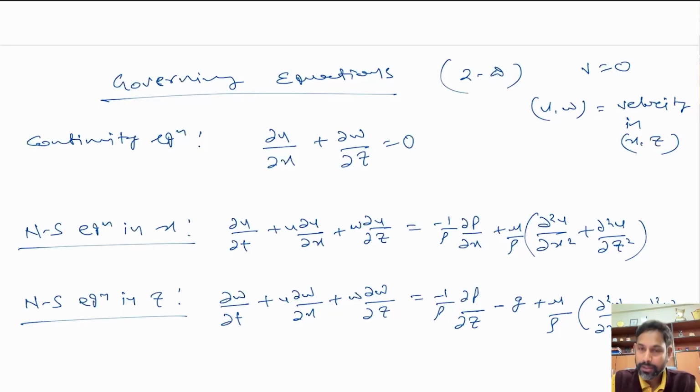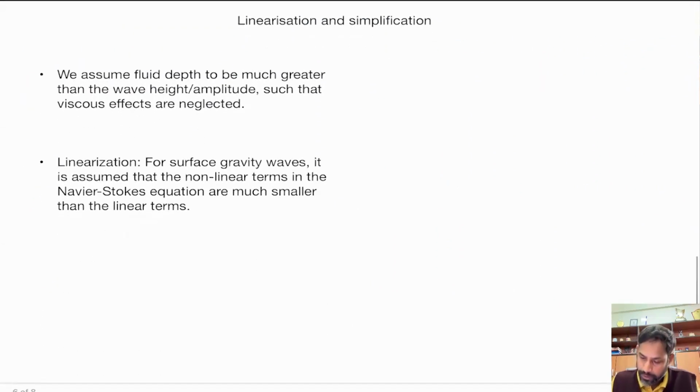Okay, and we have g term in case of z and there is no g term in case of x. But as usual we are going to make some simplification, because these three equations will be very complicated to solve for the given problem, and that is why we do linearization and some simplification.